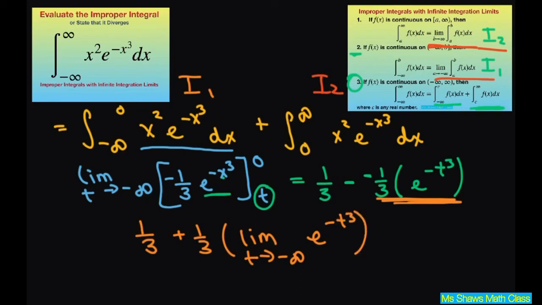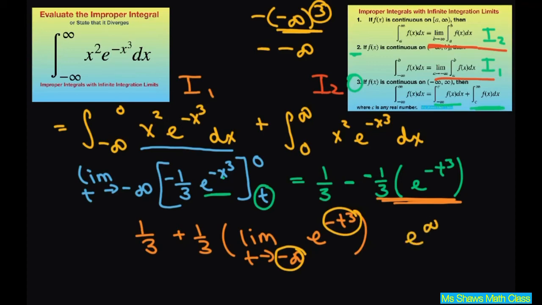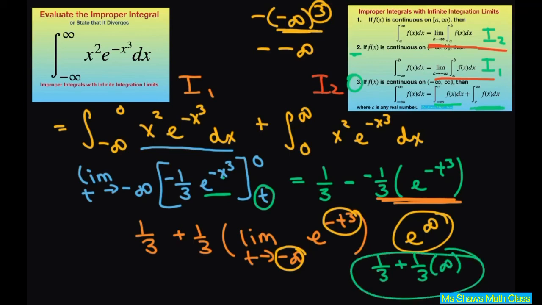Now let's look at that part. So when you substitute in negative infinity, when you have negative and negative infinity cubed, this is still going to be negative infinity because it's an odd power, and then you have the negative. So this is going to turn into e to the power of infinity, which goes to infinity. This just continues without bound. So basically, if I wrote this out, it's kind of funny looking, but if I write 1/3 plus 1/3, and this is going to go to infinity, this whole thing's just going to go to infinity.